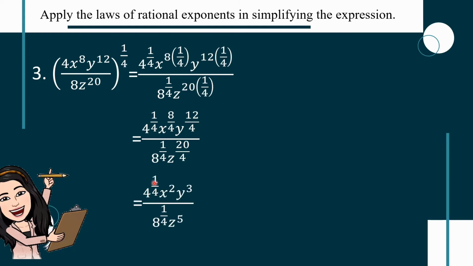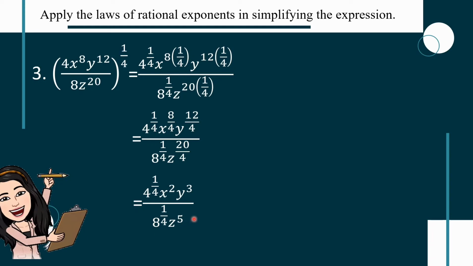4 over 4, alin ang pwedeng simplify? 4 raised to 1/4, then yung x, 8 over 4 is 2. Kaya po naging x squared. 12 divided by 4 is 3, kaya naging y cubed. And then our denominator, copy yung 8 raised to 1/4. And then yung 20 divided by 4 is equal to 5. Can you still follow? Okay, medyo madali, medyo nakakalito, pero kapag in-step by step natin, kayanin naman.